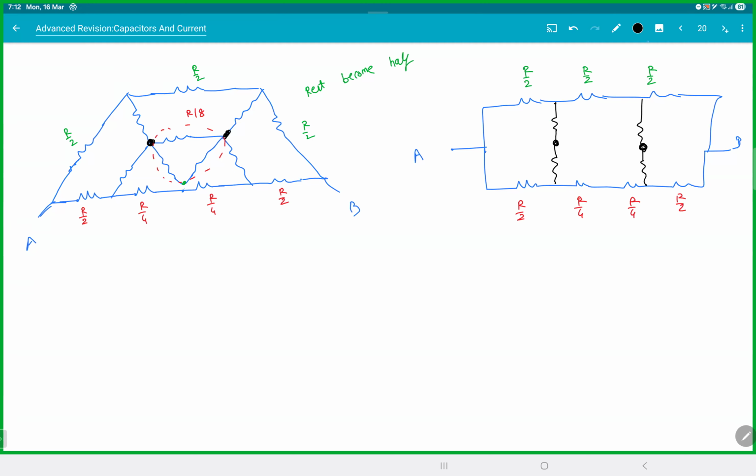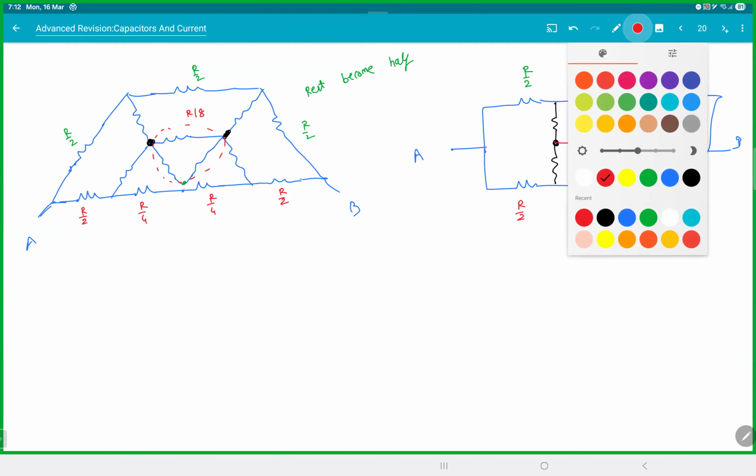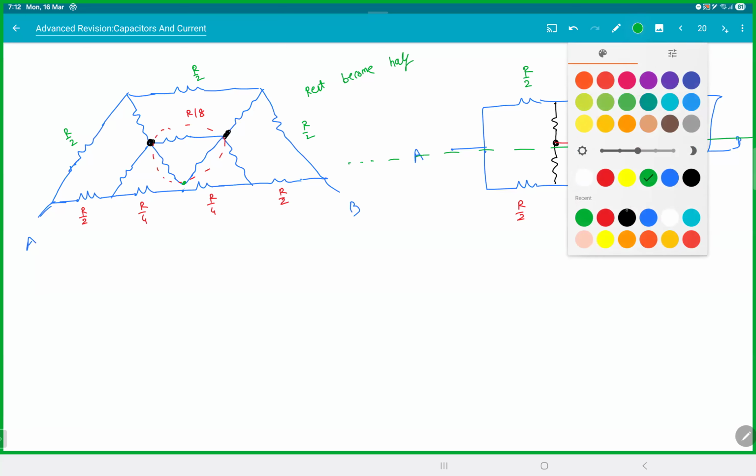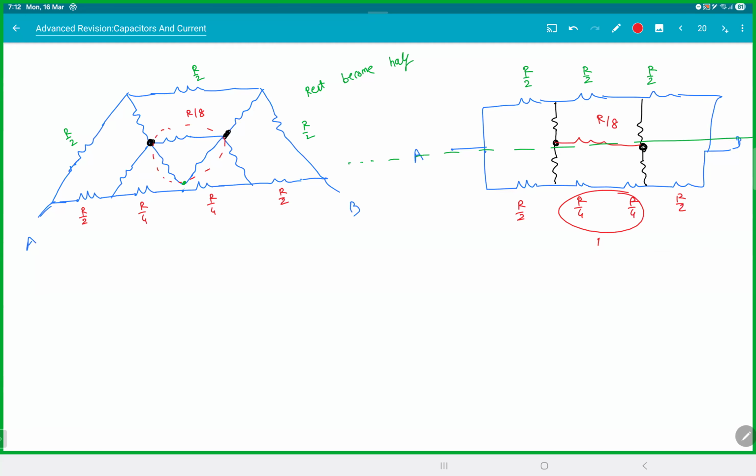These are the two black spots. And in the middle, you have that R by 8. These are all the resistors there. And can you see something here? There is again a symmetry, right? You can fold it again because this R by 4 and R by 4 will become again R by 2. So the top 3 are R by 2 and the bottom also all 3 are R by 2.